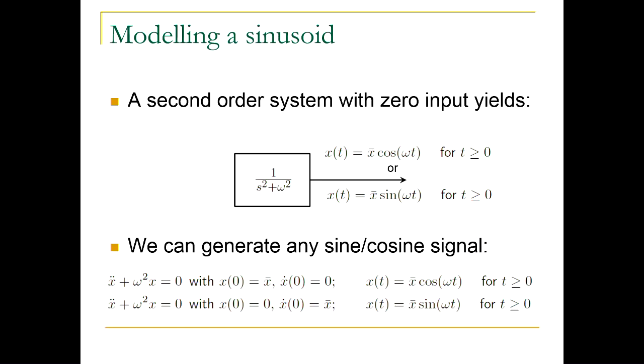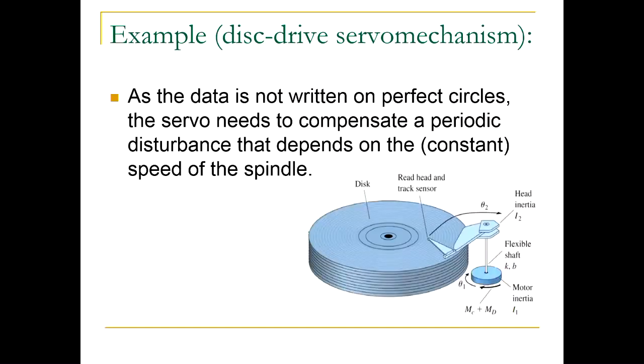Note that omega here is determined by the transfer function we use, but we can generate any amplitude, with a particular frequency which is determined by the transfer function. The same story. How come we are interested in this sort of signals? Well, here is one example. If you have a disk drive servo mechanism, there is a disk that needs to be centered, and there is a magnetic head that reads the tracks of the disk when you are playing music, for instance. This is now already old technology. But if you're watching DVDs, it's the same principle.